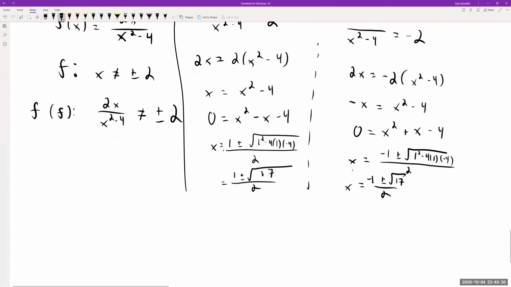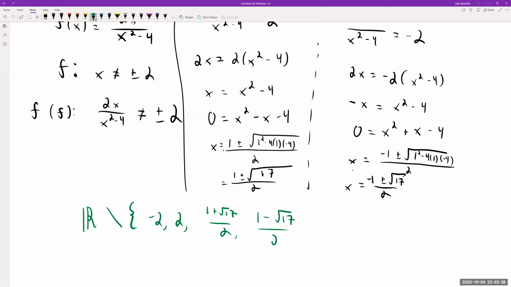So that means we have 4 restricted numbers from this new piece and 2 originally. So we would say that the answer is all real numbers except -2 and 2, 1 plus root 17 over 2 and 1 minus root 17 over 2, and also negative 1 plus root 17 over 2 and negative 1 minus root 17 over 2. I won't go ahead and write out what Open Math would be looking for, but these would be the excluded values and we would line them up for intervals.